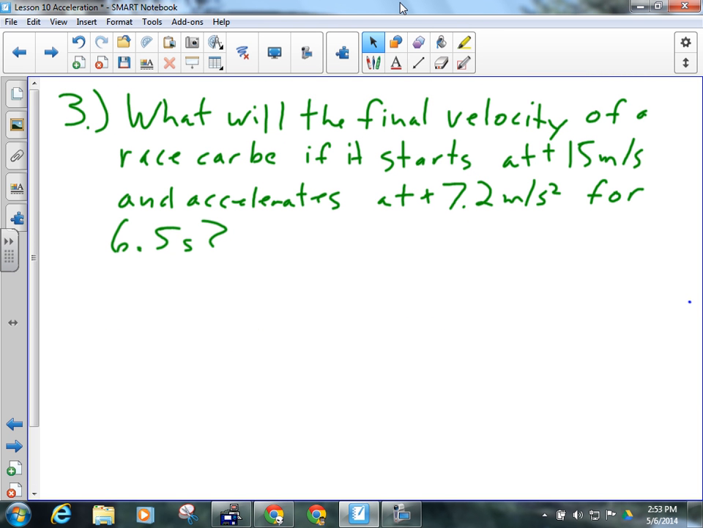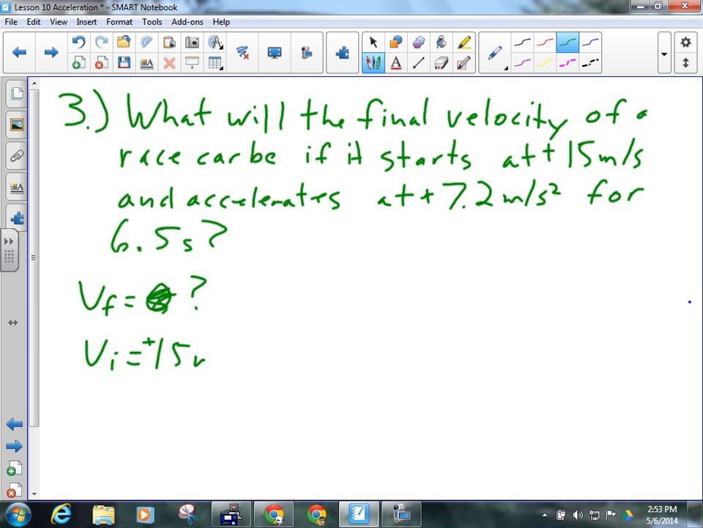On this one, we've got: what is the final velocity of a race car if it starts at 15 meters per second, accelerates at positive 7.2 meters per second squared for 6.5 seconds. They're asking us what is the final velocity, so that's VF. That's what they want us to know. VF is a question mark. It starts at 15 meters per second, so that's VI, positive 15 meters per second.